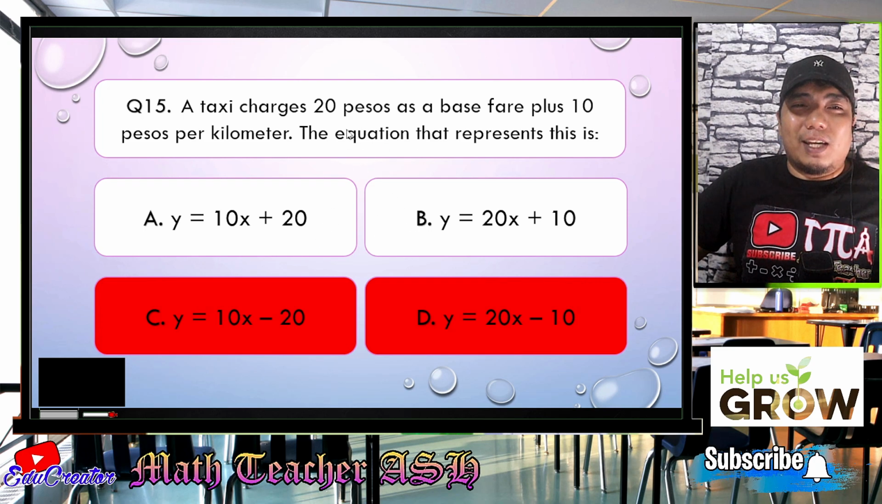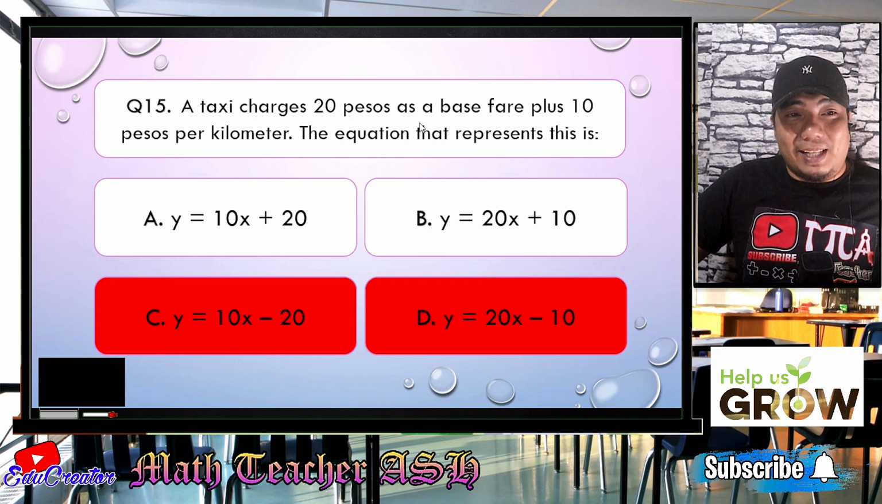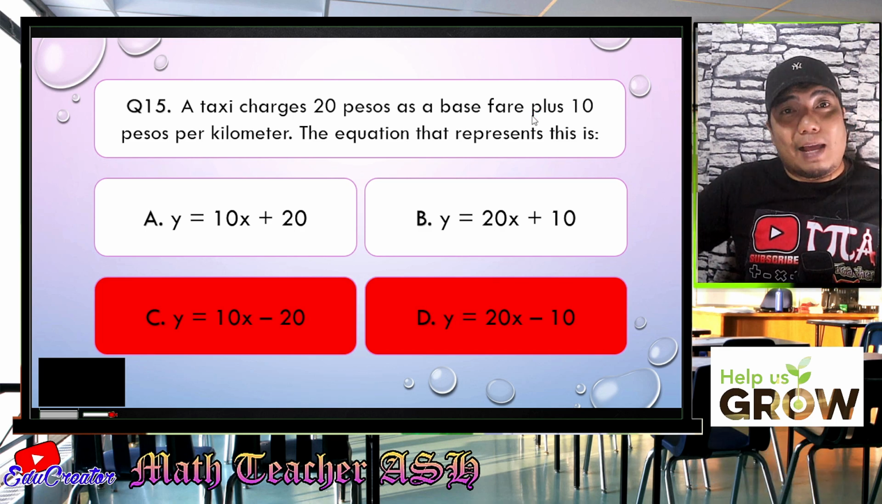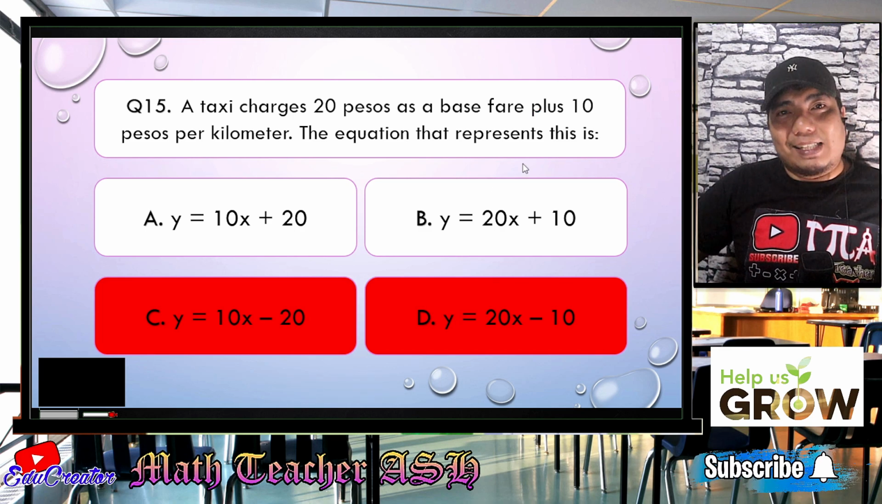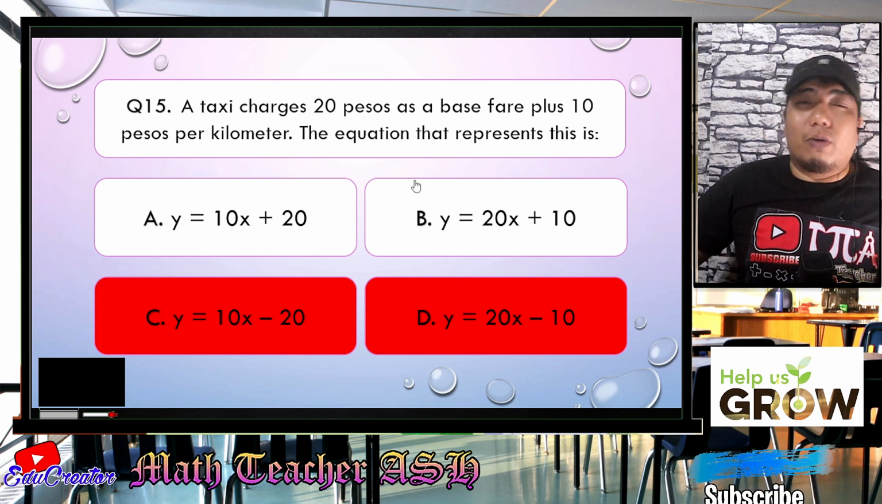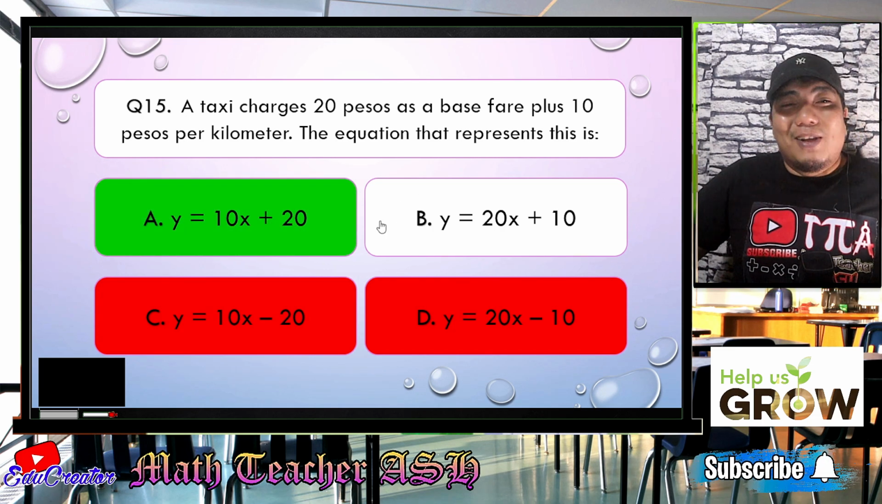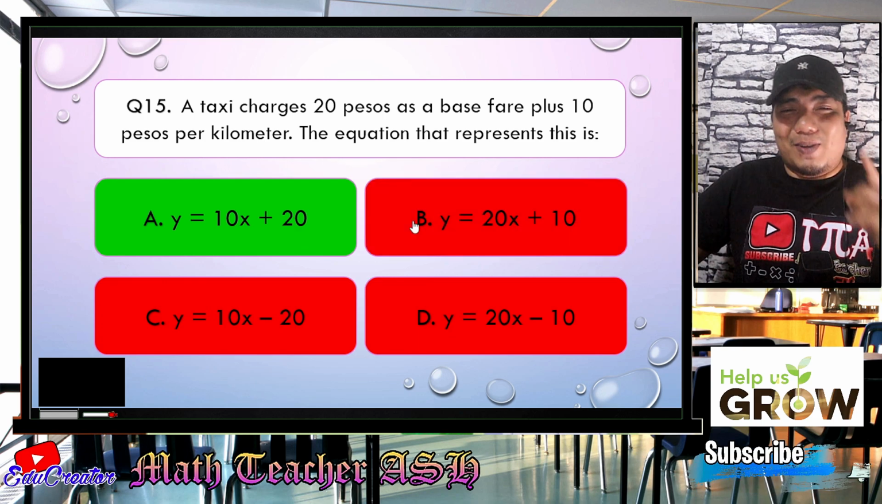Now, as you can see here, the 20 pesos is the base rate, and then the 10 pesos per kilometer. So, the per kilometer here represents the x. So, that would be 10 times per kilometer. So, that is 10x. And the 20 here as the base will be plus 20. So the correct answer, my dear math learner, is letter A. Very easy, my dear math learner. So I hope you got that one.